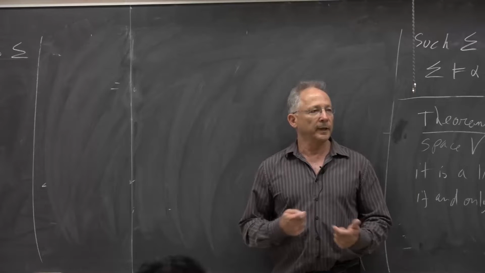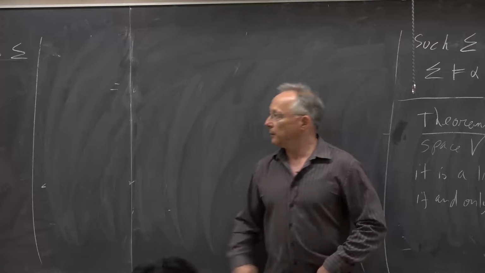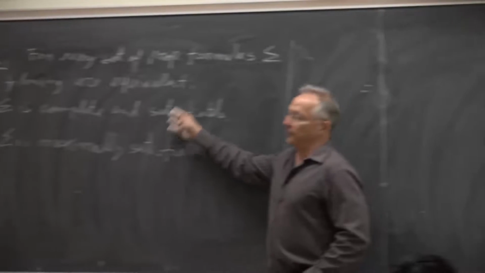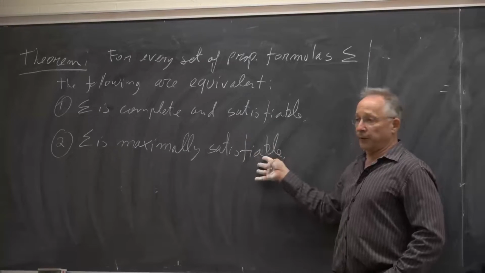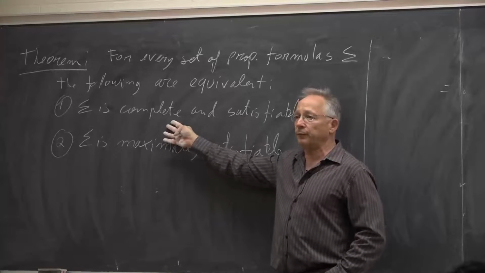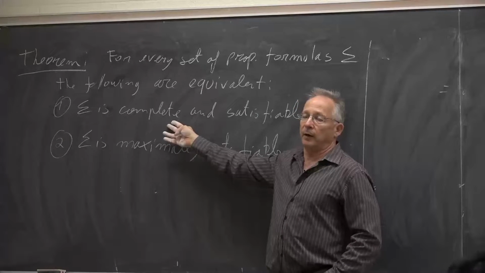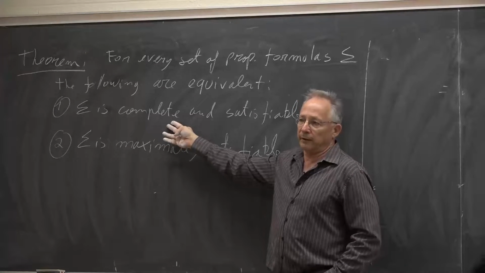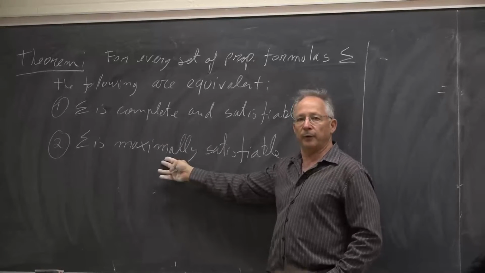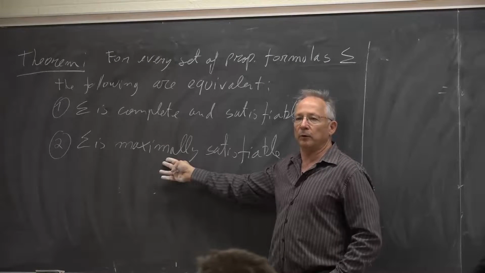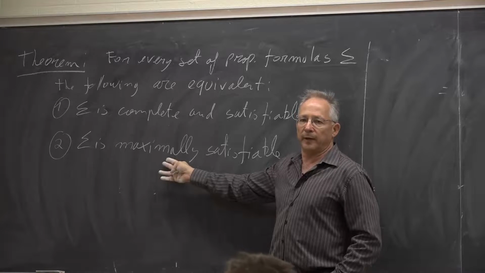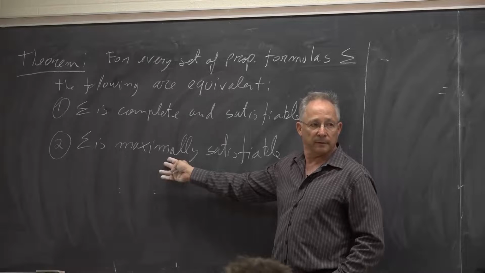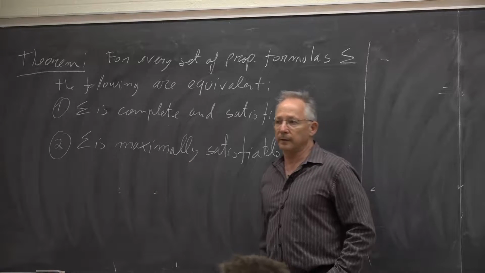So you see that these are two different notions. One of them says complete, both of them say satisfiable. So in that respect, they're not different. In what sense are they different? This one is saying for every alpha, either I logically imply alpha or I logically imply not alpha. And this one is saying for every alpha, if I don't logically imply it, you cannot add it without blowing up the satisfiability. Okay?